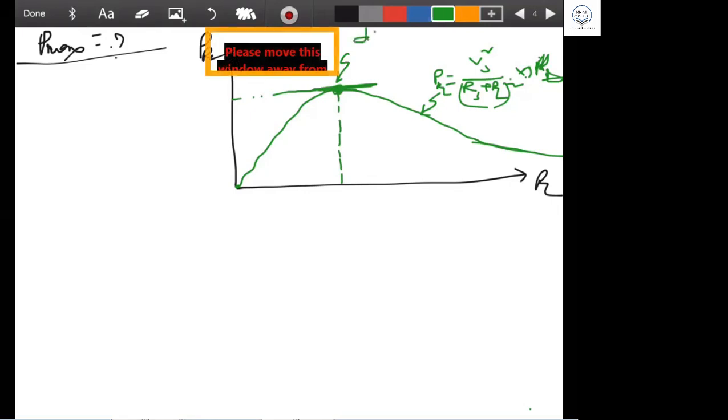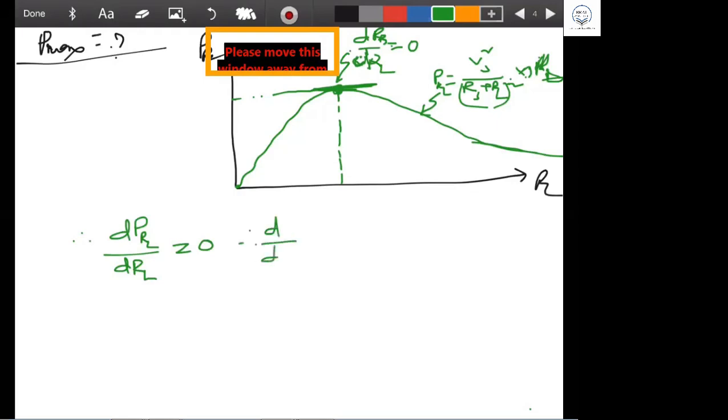So in this case, dP_RL by dRL will also be equal to 0. So we can rewrite this thing here. For example, you can write dP_RL by dRL equal to 0. If you write that, then you have to write the equation like this.